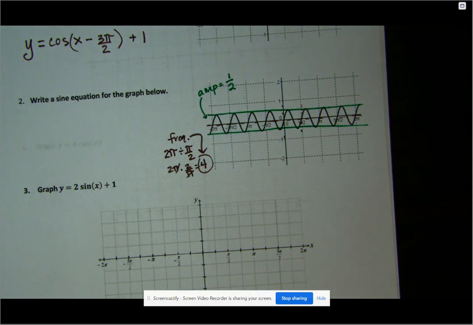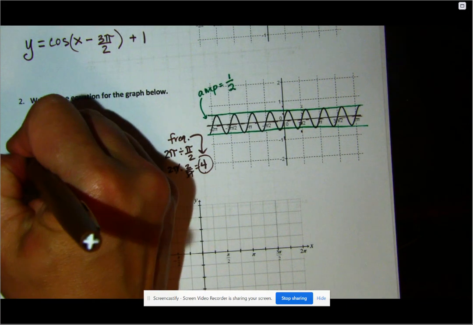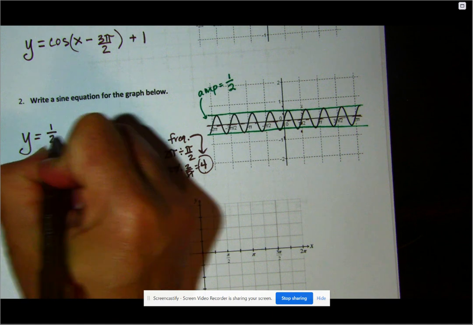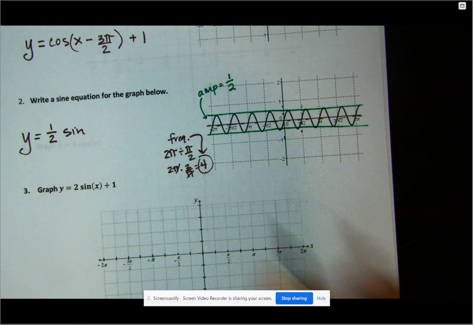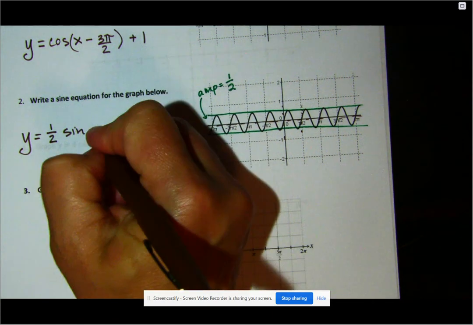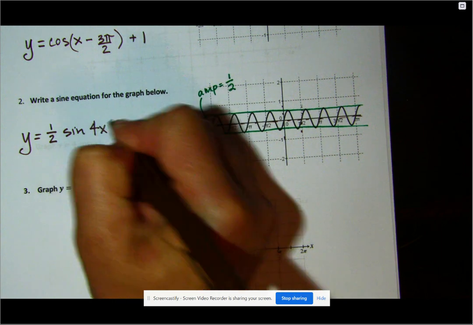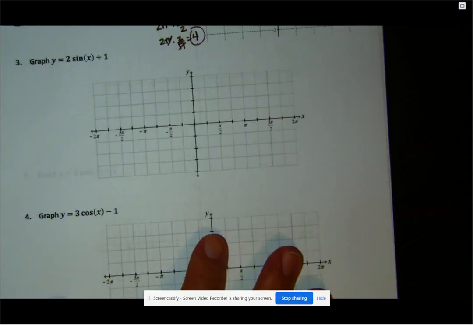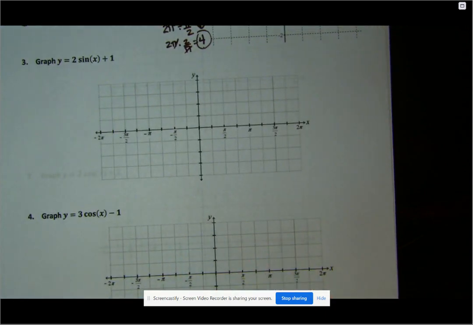Okay, so I think we have enough for our equation. We would have y equals, the amplitude is 1/2, that goes out front, sine, and the frequency goes in front of the x, 4x, and it did not shift right, left, up or down. So you are good.